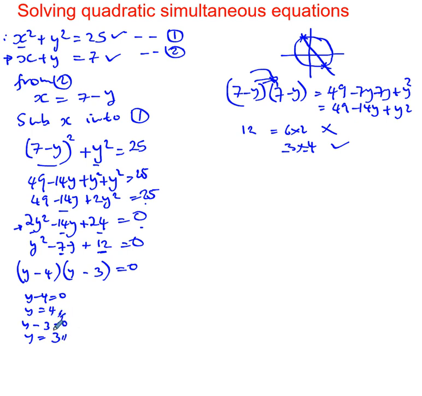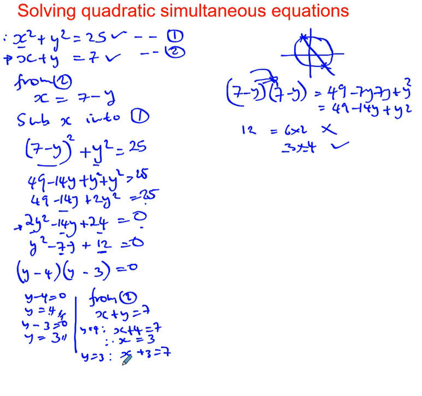Now you've got your values of y, you still need to find the x. So when y equals 4, if I use my first equation, well, from 2, x plus y equals 7. So when y equals 4, then I get x plus 4 equals 7. Therefore, x equals 3. Now, when y equals 3, x plus 3 equals 7. Therefore, x is equal to 4. So my solution then is x equals 3, y equals 4, and x equals 4, y equals 3. Okay.